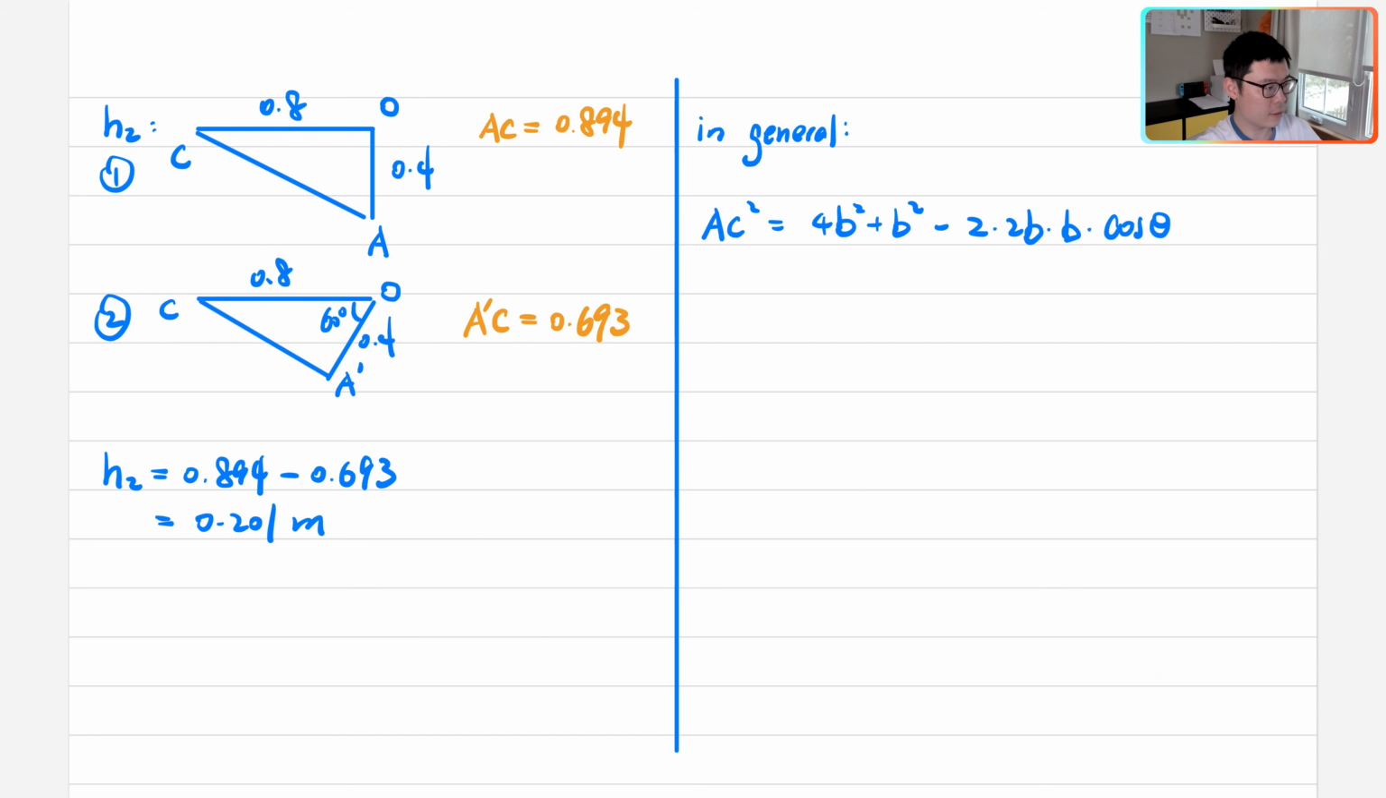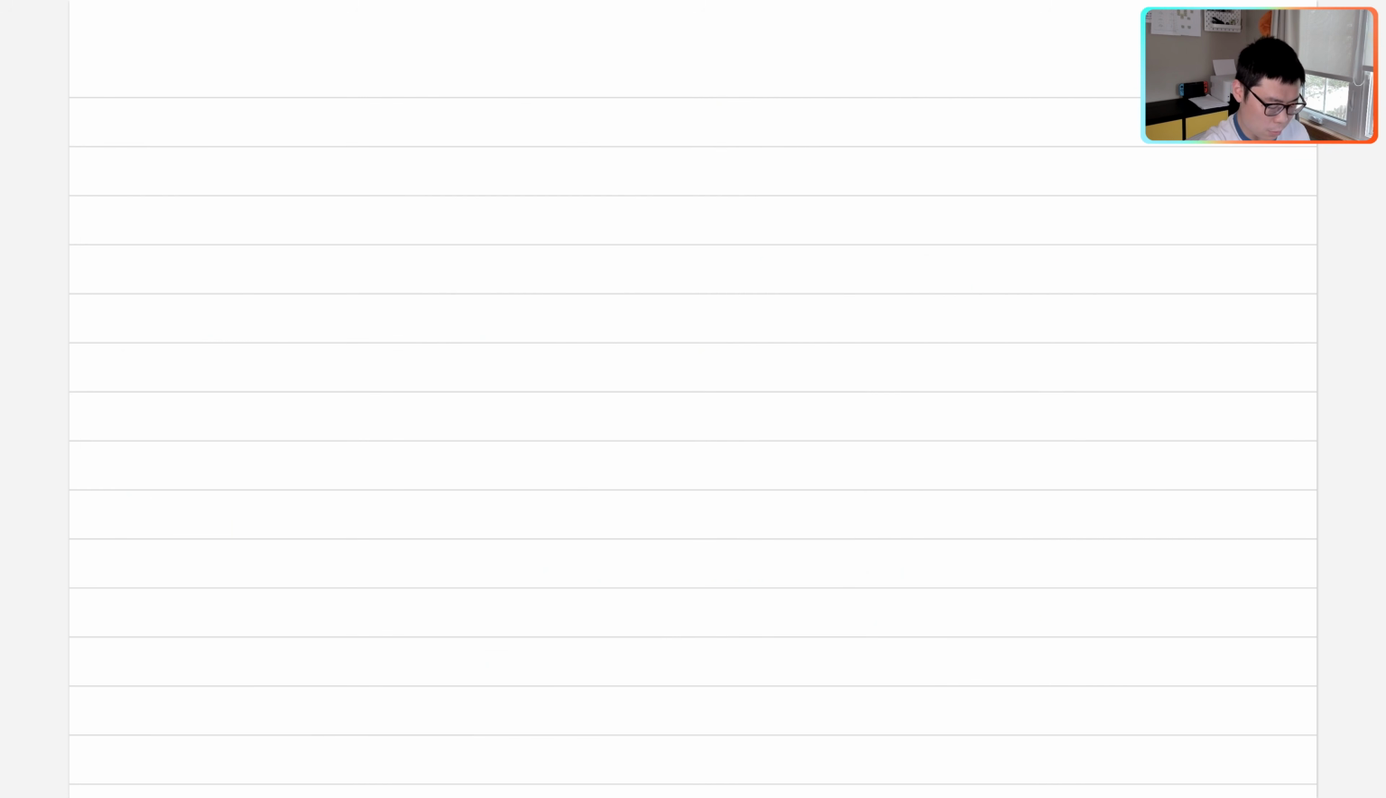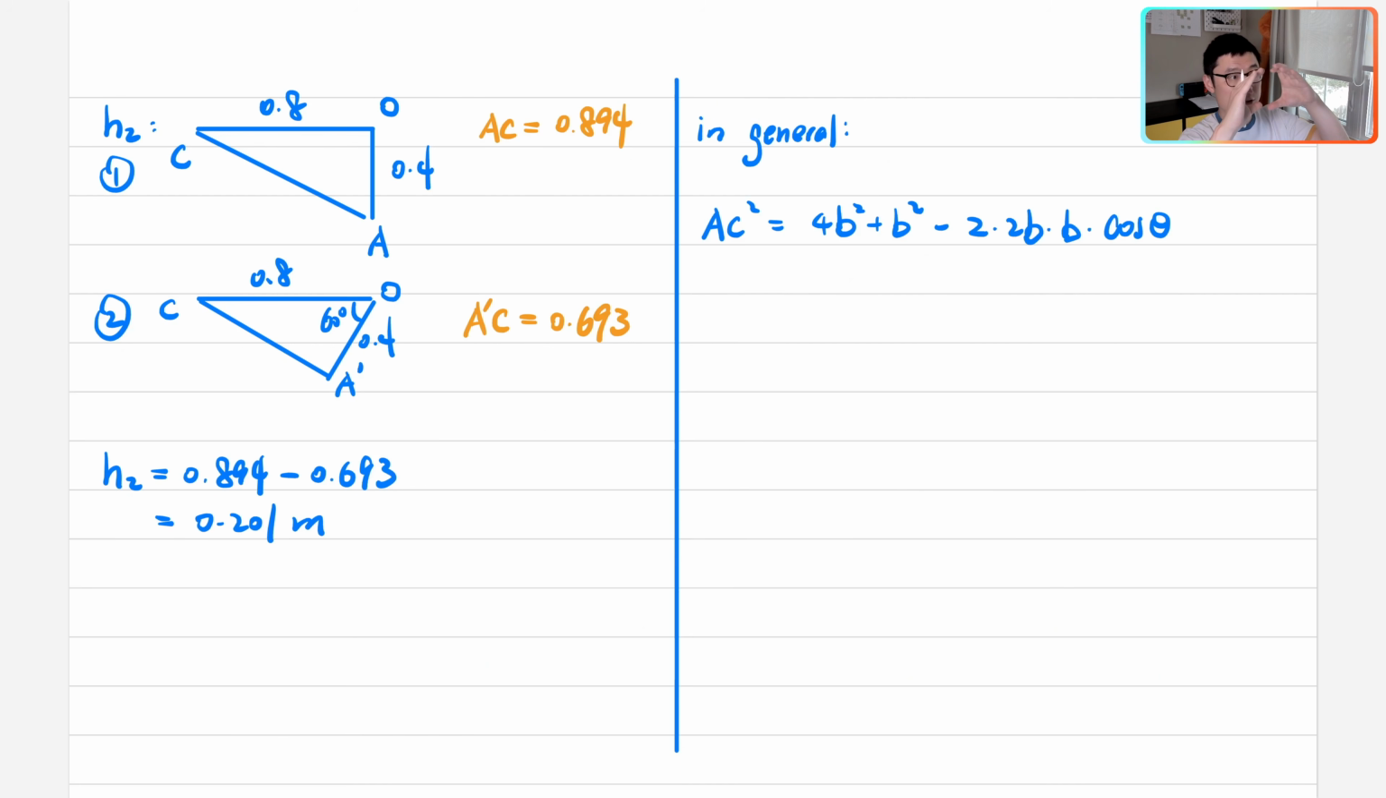Right? Does it make sense? Because looking at this triangle here, no matter what changes, here to here is always 2b. Here to here is always b. Then this AC will change based on the angle. This 2b won't change. So I'm using a general equation to represent this triangle.